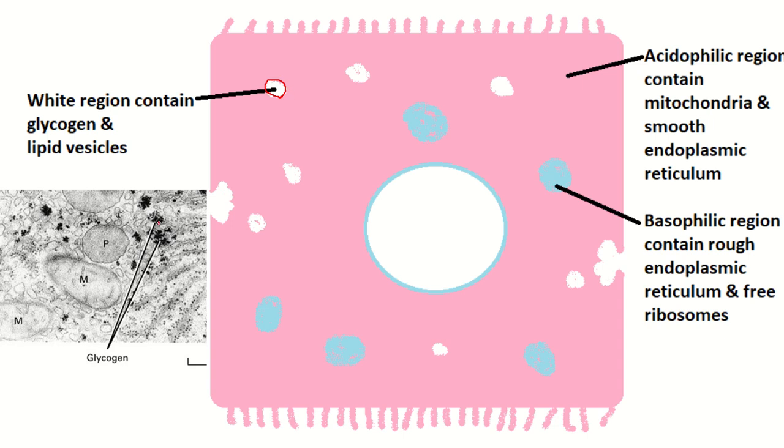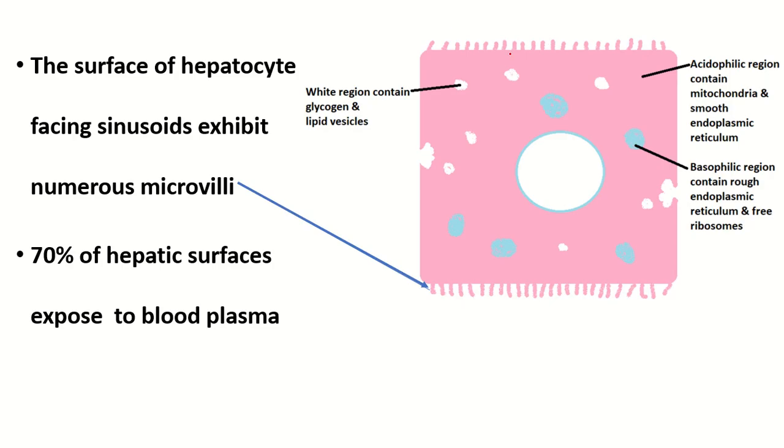But in the electron microscopic picture, the glycogen looks denser in color. This is the basophilic region, which contains the rough endoplasmic reticulum and free ribosomes. This is the acidophilic region, which contains smooth endoplasmic reticulum and mitochondria. The surface of the hepatocyte contains numerous microvilli, and 70% of the hepatic surface is exposed to the blood plasma.